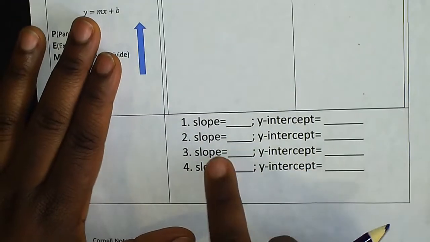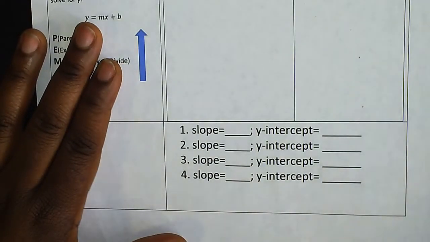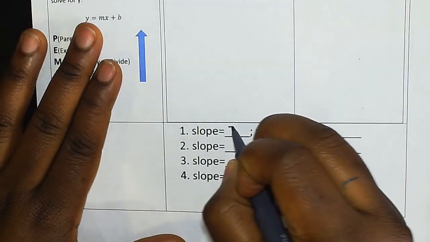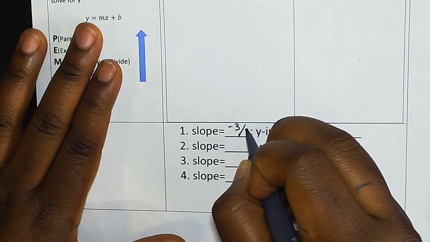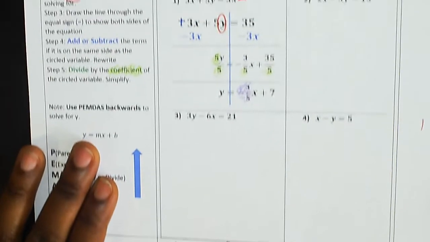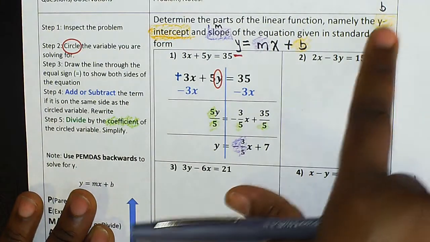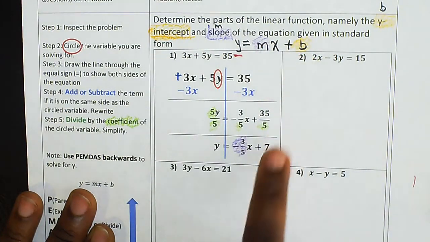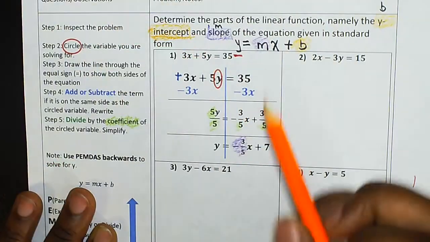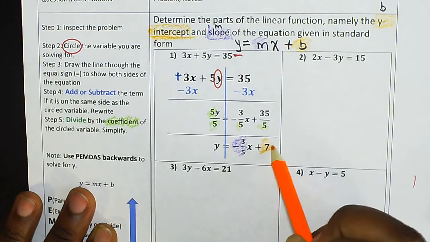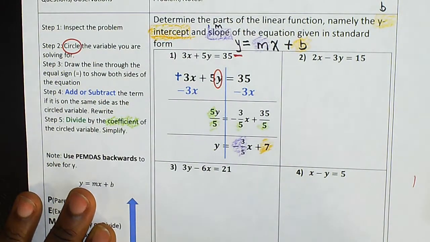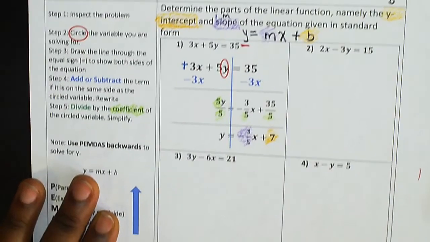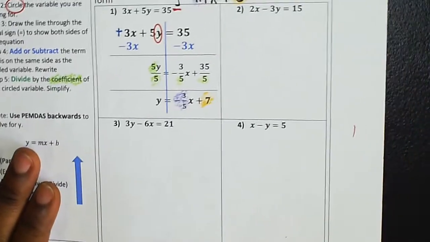So at the bottom, I know you don't have this paper, but you can put this on the side. We know that the slope for number 1 is negative 3 over 5. And our y-intercept is b. Our b is 7. So we're going to write 7 for y-intercept. All right, so now let's do number 2.